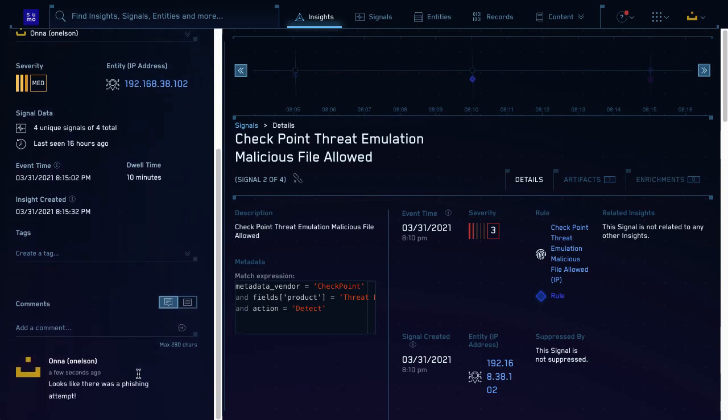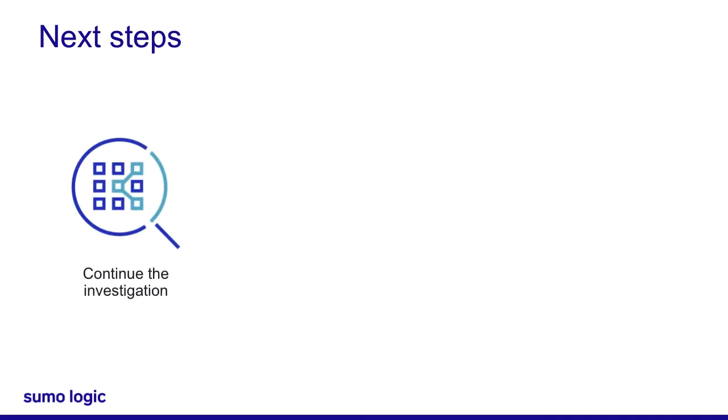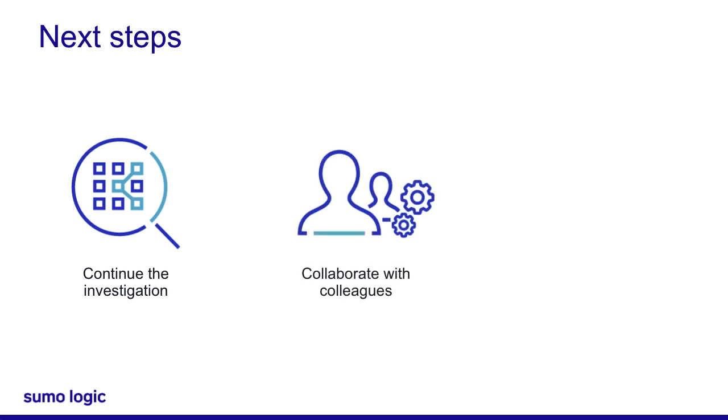Awesome. What's next? Well, there's lots you can do. For example, you can continue the investigation. Yeah, I could spend a lot of time digging into each signal to figure out what exactly happened. And I could use the information like IP addresses in log searches to hunt for related threats or suspicious activity. Right. Once you have a better idea of what happened, you can work together with your colleagues to brainstorm solutions to the threat. Good point.